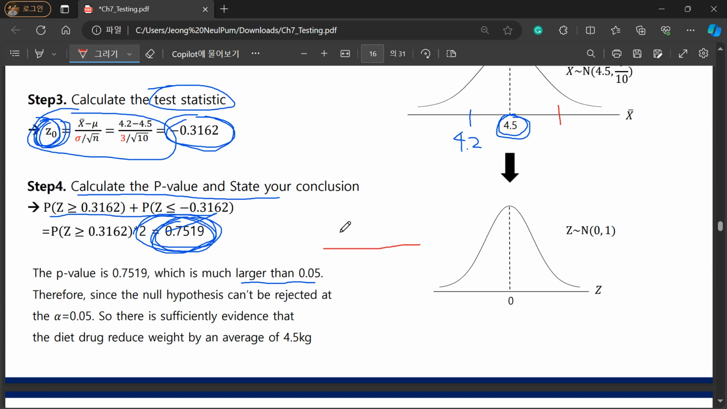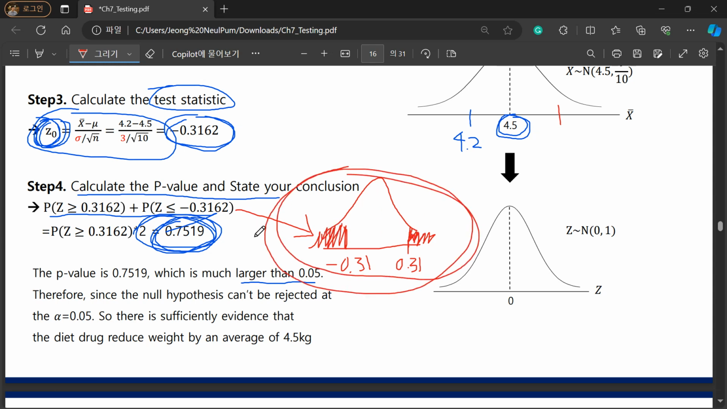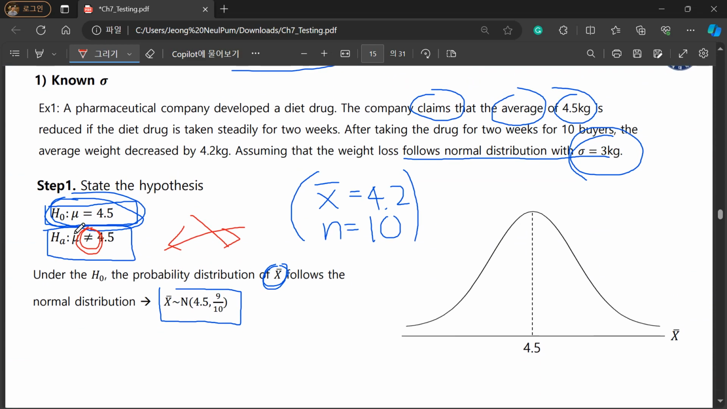I mean, minus 0.31 and plus 0.31 here. So to get the p-value, we have to multiply the one-sided probability by 2, because this is a two-sided test. Because we set the alternative hypothesis with this not equal sign.